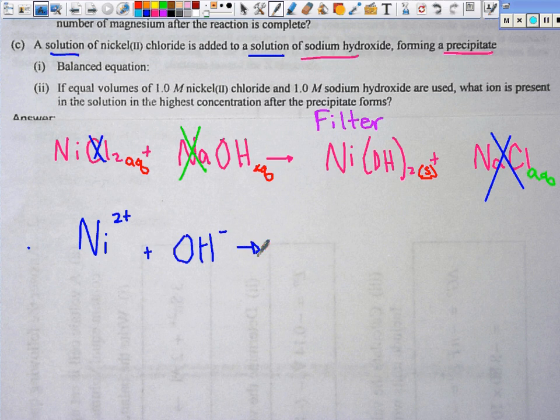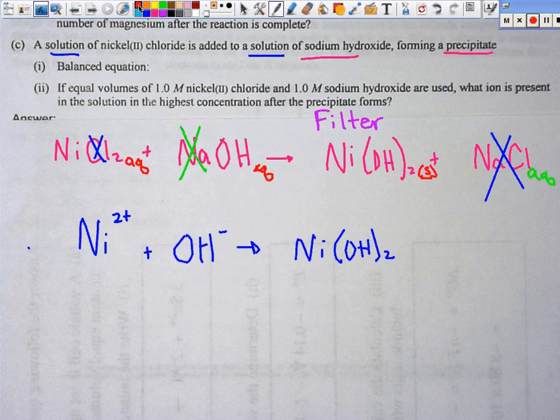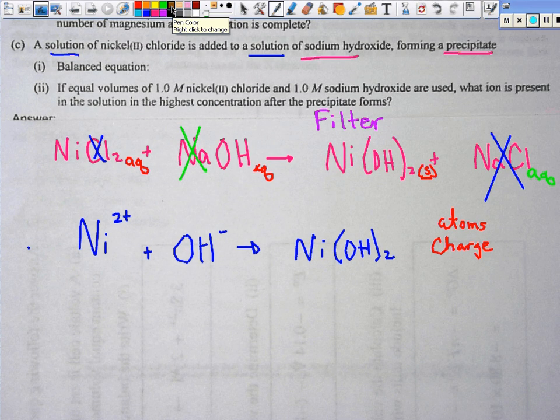Atoms and charge. We want to balance those things. So I have 1 Ni, 1 Ni. 1 OH, 2 OHs. So guess what I've just done? I balanced my atoms. Okay, charge. I have 2 positives and what? 2 negatives. And so that turns out to be neutral. Over here we are neutral. So I'm done.